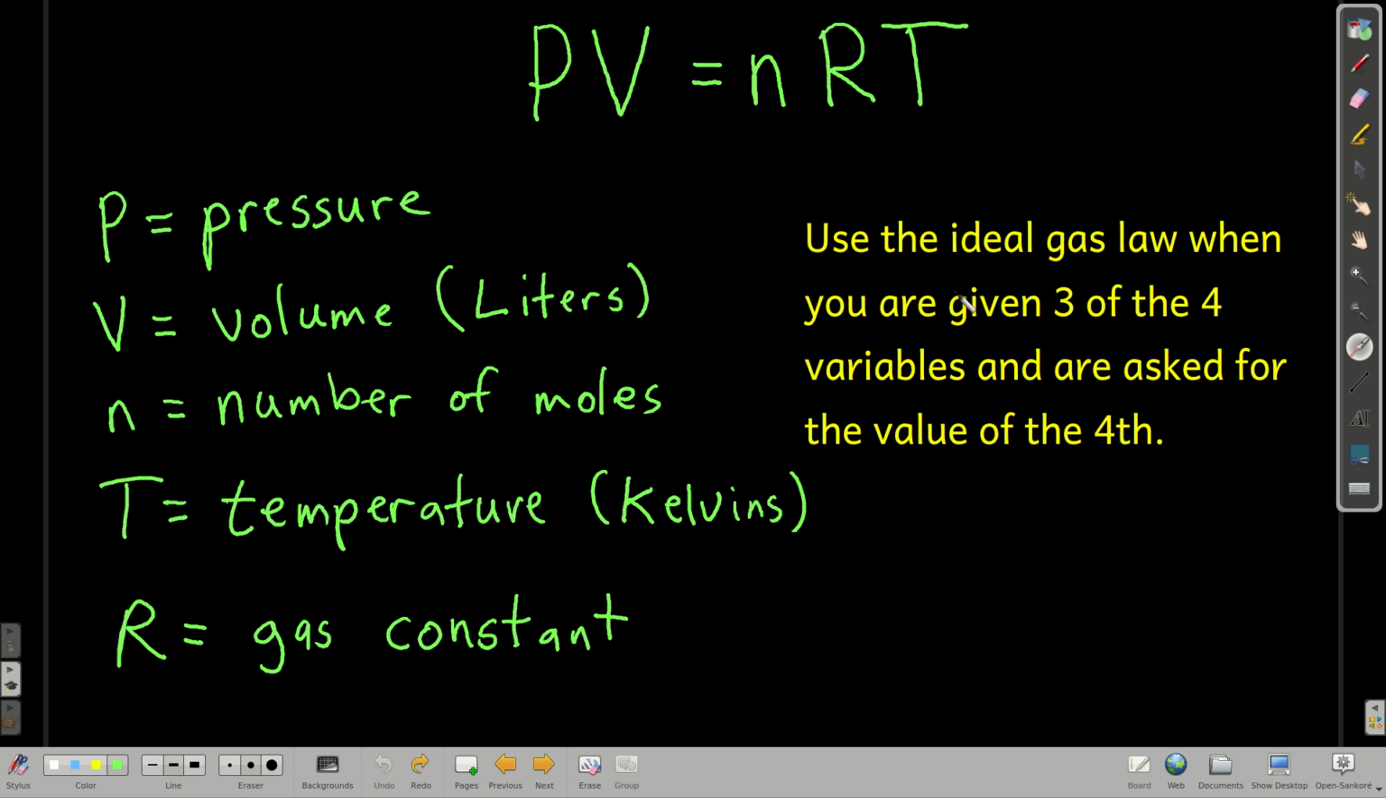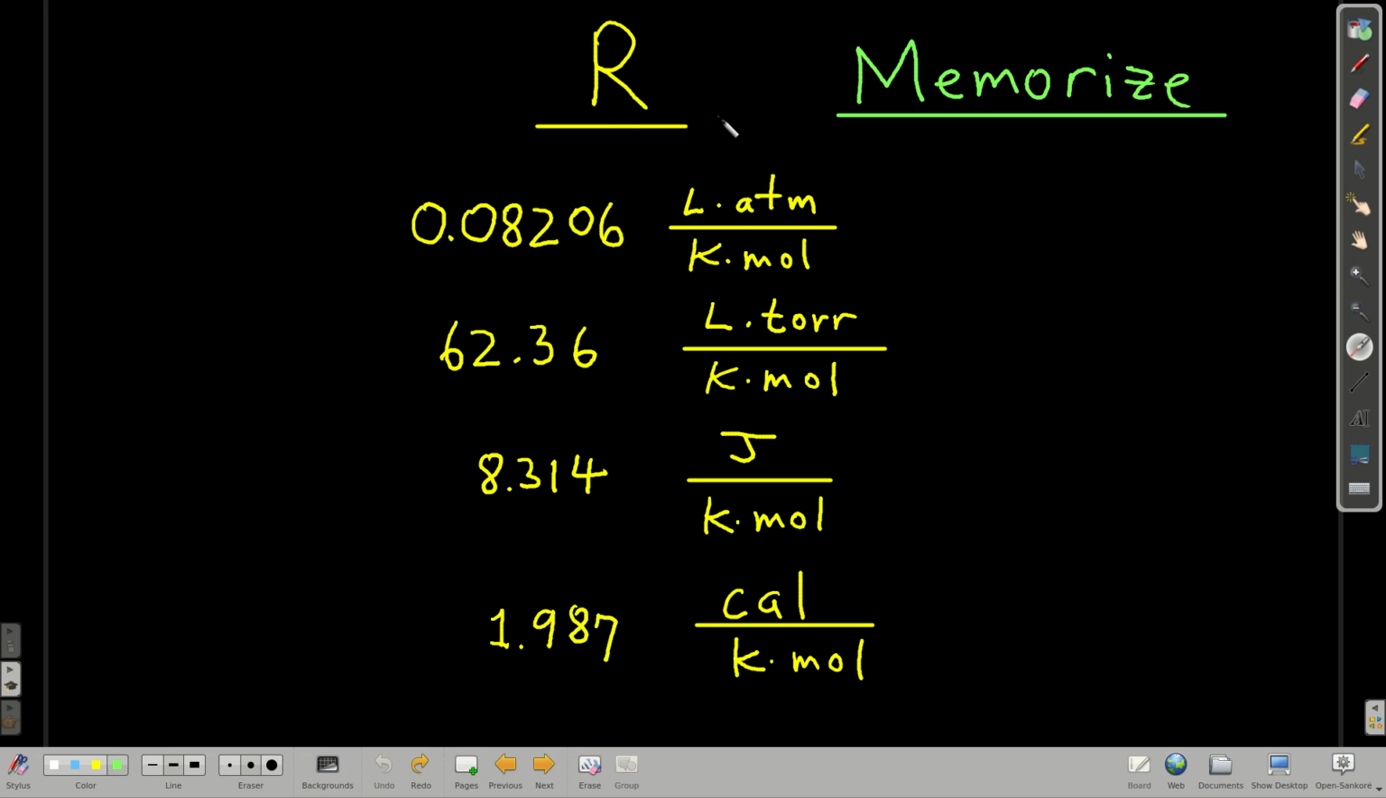So when do you use the ideal gas law? Almost every single time it's going to be 3 of these 4 variables and you need to find the 4th. Maybe you're given the pressure, the volume, and the temperature, and you need to find how many moles you have, or anything.